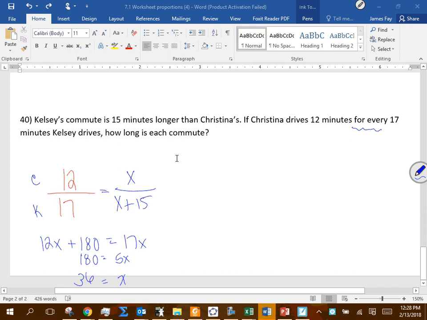So x is 36. That is Christina's time, right? Kelsey's time would be 15 more, so it's going to be 51. Is that something we can do?